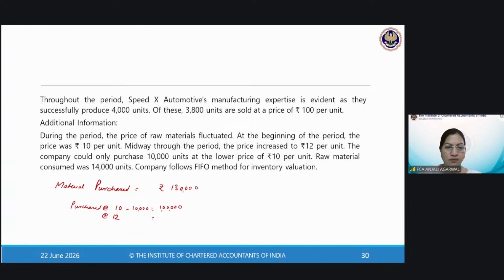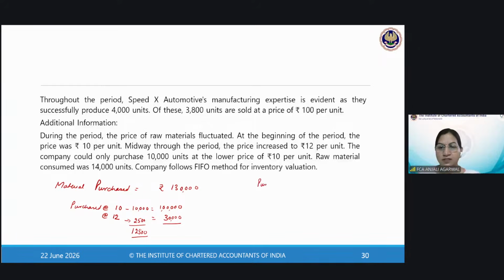So how much was the raw material purchased at 12 rupee per unit? The cost incurred on it was 30,000. So this will give us how many units of raw material were purchased at 12 rupees per unit. 30,000 divided by 12, it says that you have purchased 2,500 units at the rate of 12. So total purchases of units becomes 12,500.